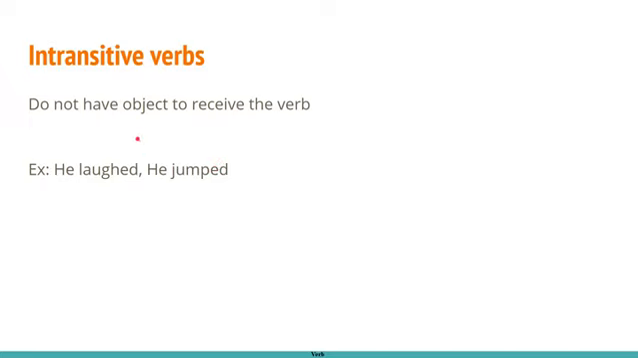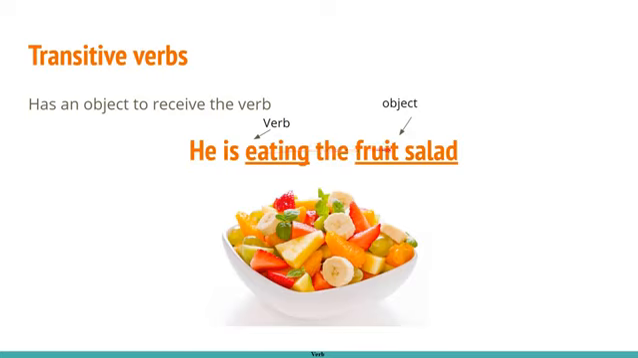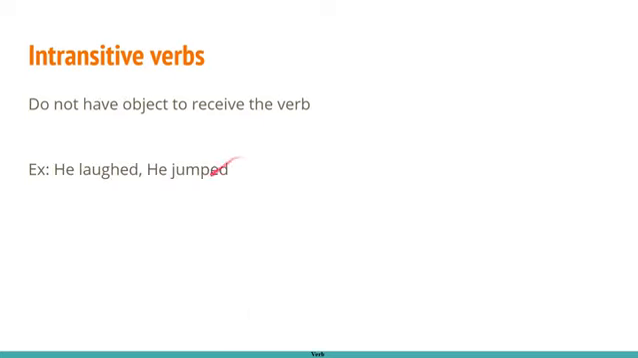Intransitive verbs do not have an object linked to the verb. In the previous example, we saw fruit salad linked with eating. Here, we don't have any object linked to the verb. For example, laugh or jump. We don't have any object linked with these verbs.